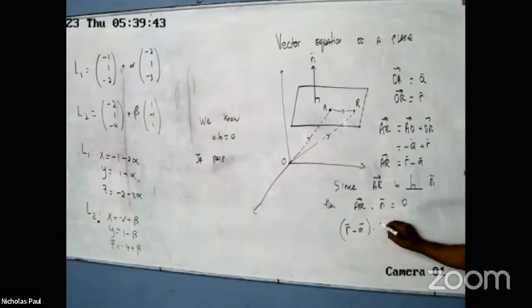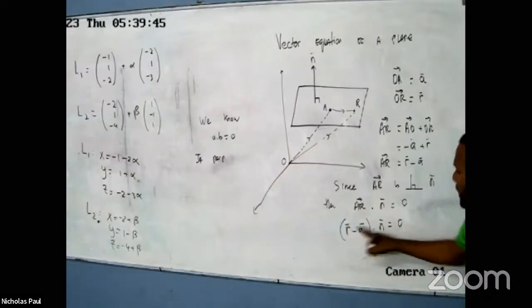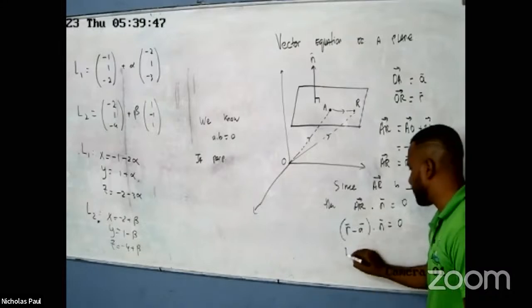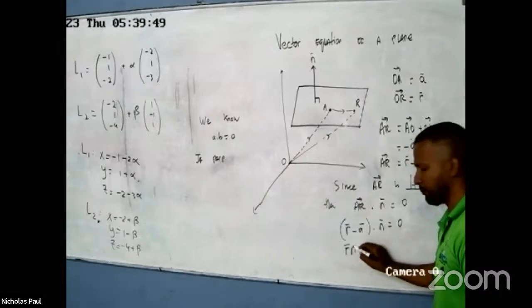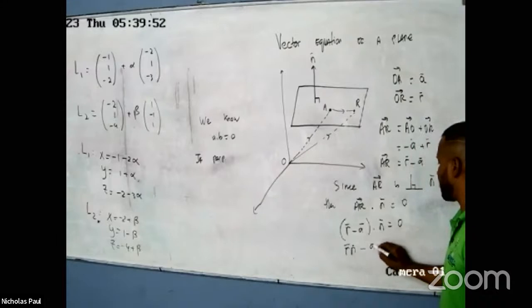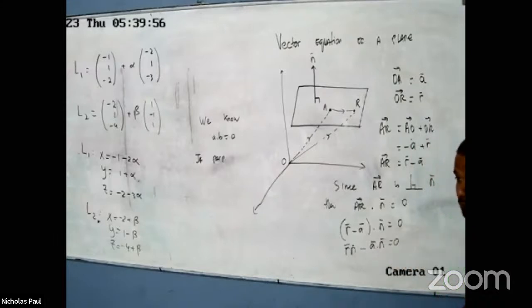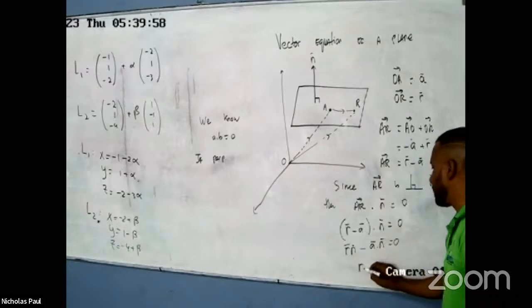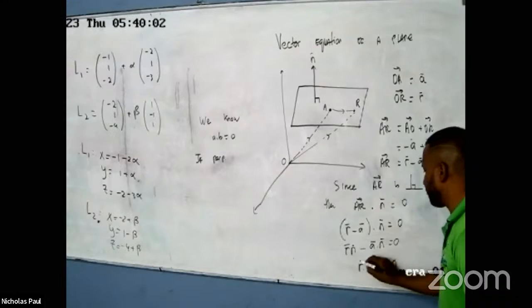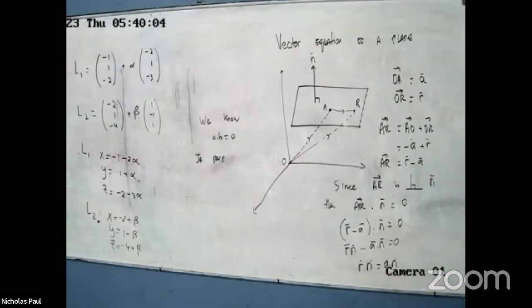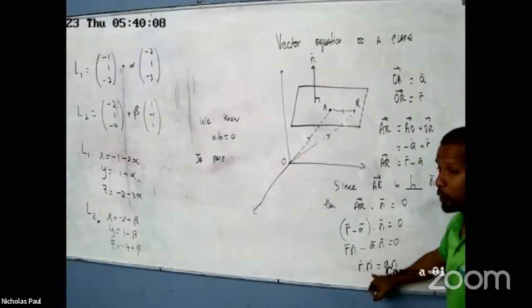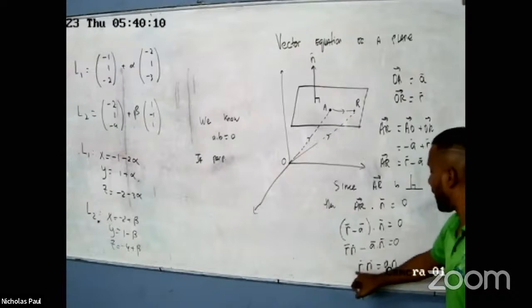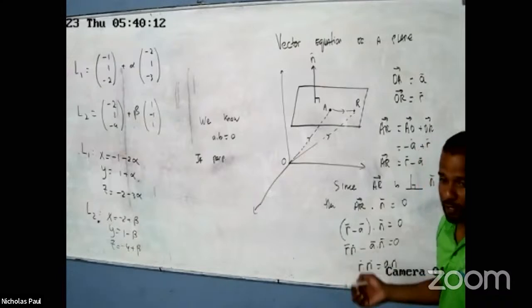So AR is this, and N is that. When you multiply it out, what you'll get? You'll get r dot n minus a dot n is 0. Or more formally, r dot n is equal to a dot n. That is your vector equation of the plane. Of course, we'll know N, we'll know a, and r is any random point.